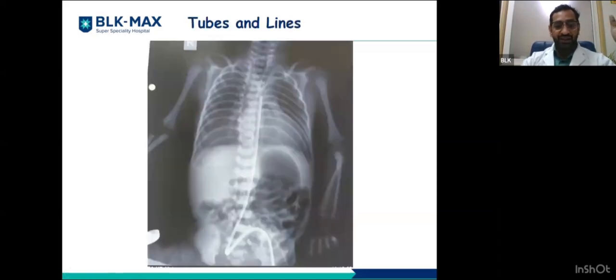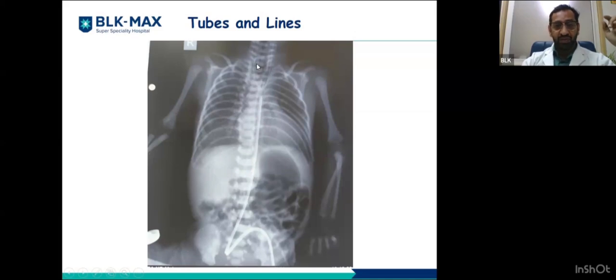Now, I said tubes and lines are again very important. So when I'm reading an X-ray, I should also look for the positioning of the tubes and the lines. If I see this tube, it is an umbilical venous catheter, which is going higher up in the chest. Most of the time, it should be somewhere at the junction of the atrium and the IVC, but the position is not normal, and it's quite higher up, and it needs to be repositioned.